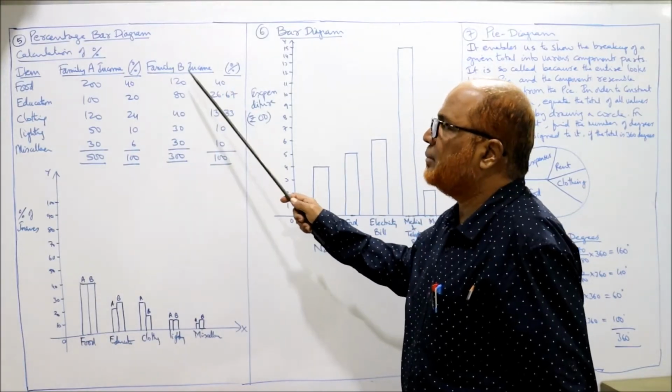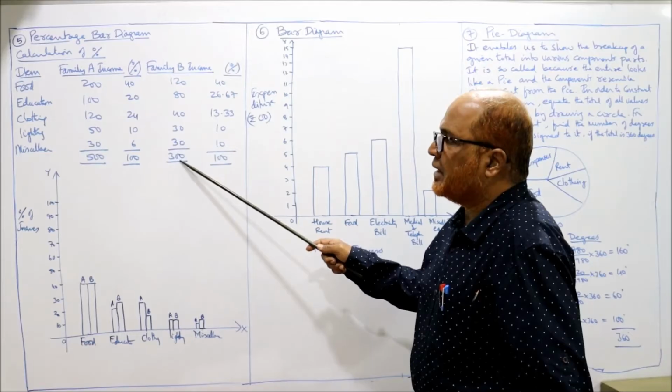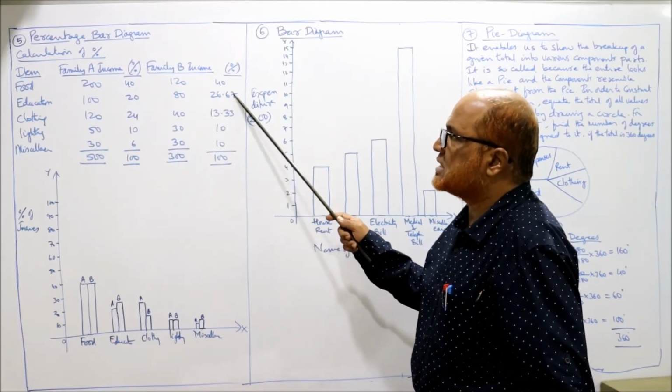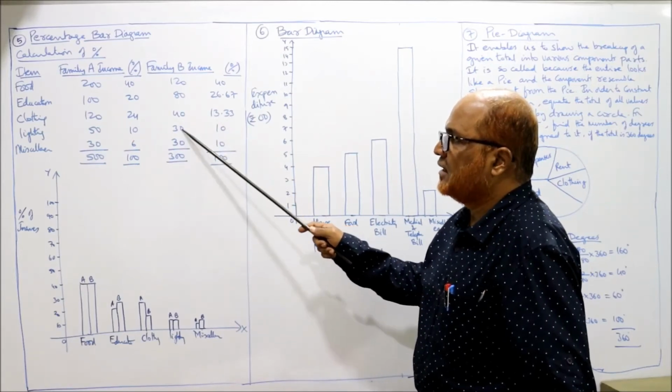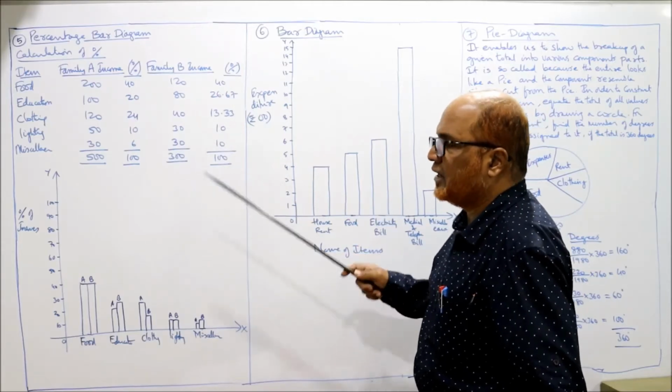Same is the case for family B. Family B total income is 300. So 120 divided by 300 into 100, 40. 80 divided by 300 into 100, 26.67. 40 divided by 300 into 100, 13.33. 30 divided by 300 into 100, 10%, 10%. If you add up, the total is 100%.